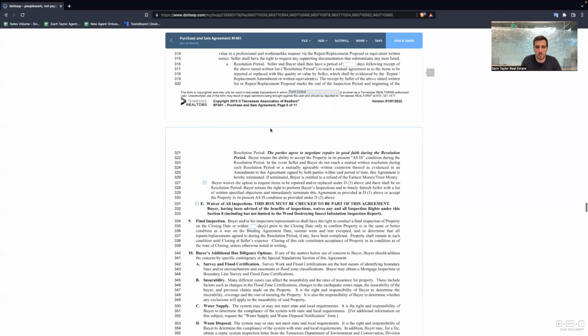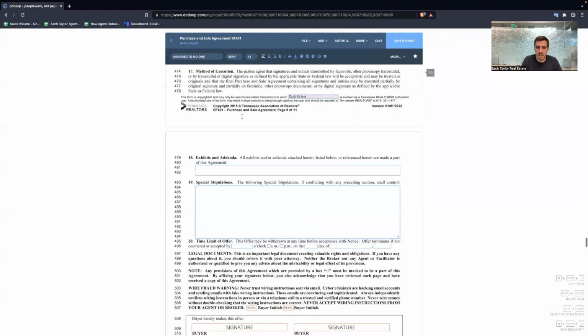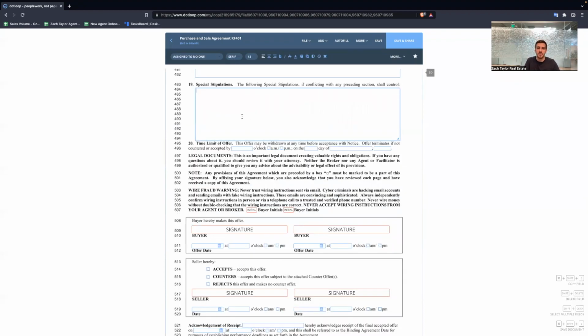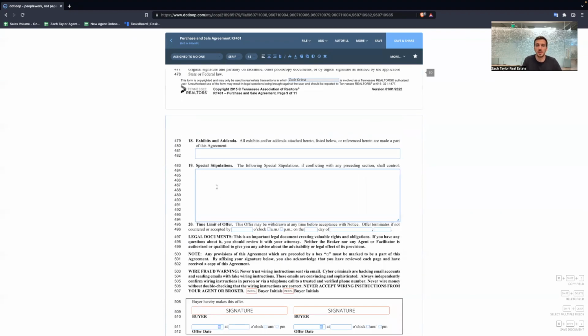Let me go down here a little bit later. Okay, special stipulations. This is a very key point of the contract. A lot of forms have different special stipulations. So if you notice, it says, if conflicting with any preceding section, shall control. So basically, this kind of overrides anything in the contract. However, special stipulations is not a playground. We need to know what we are doing.